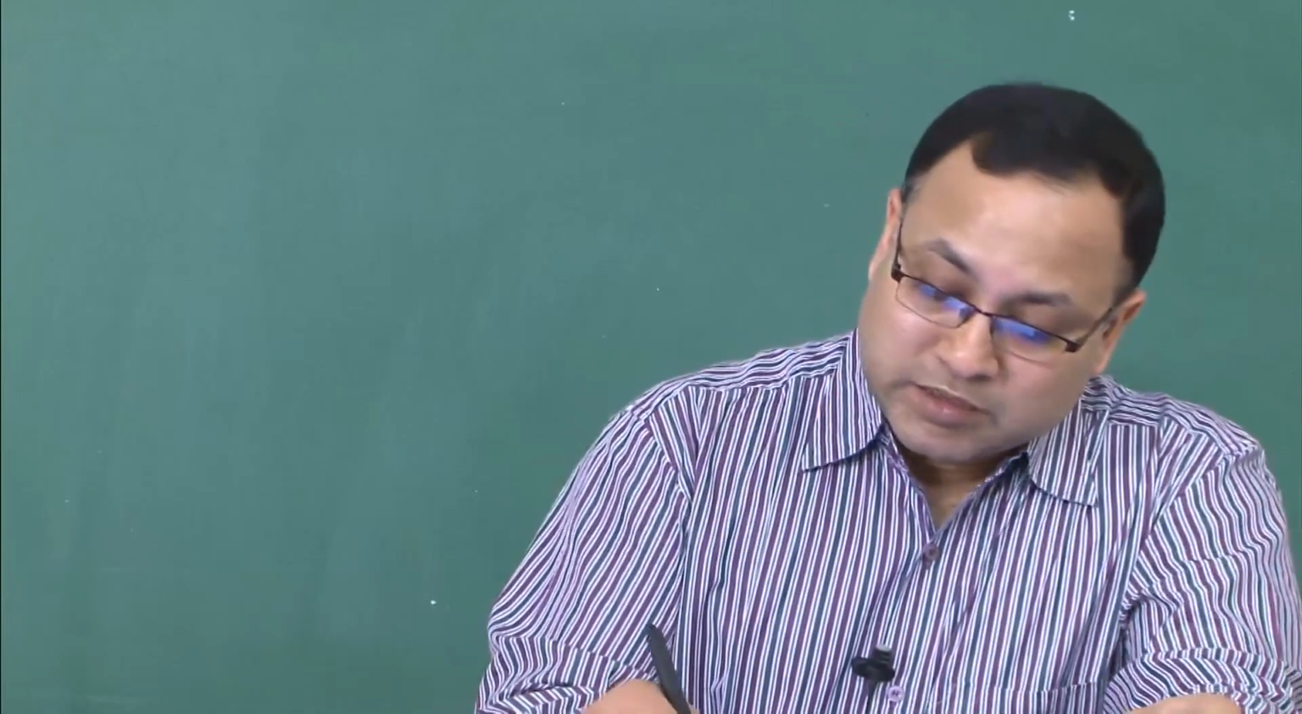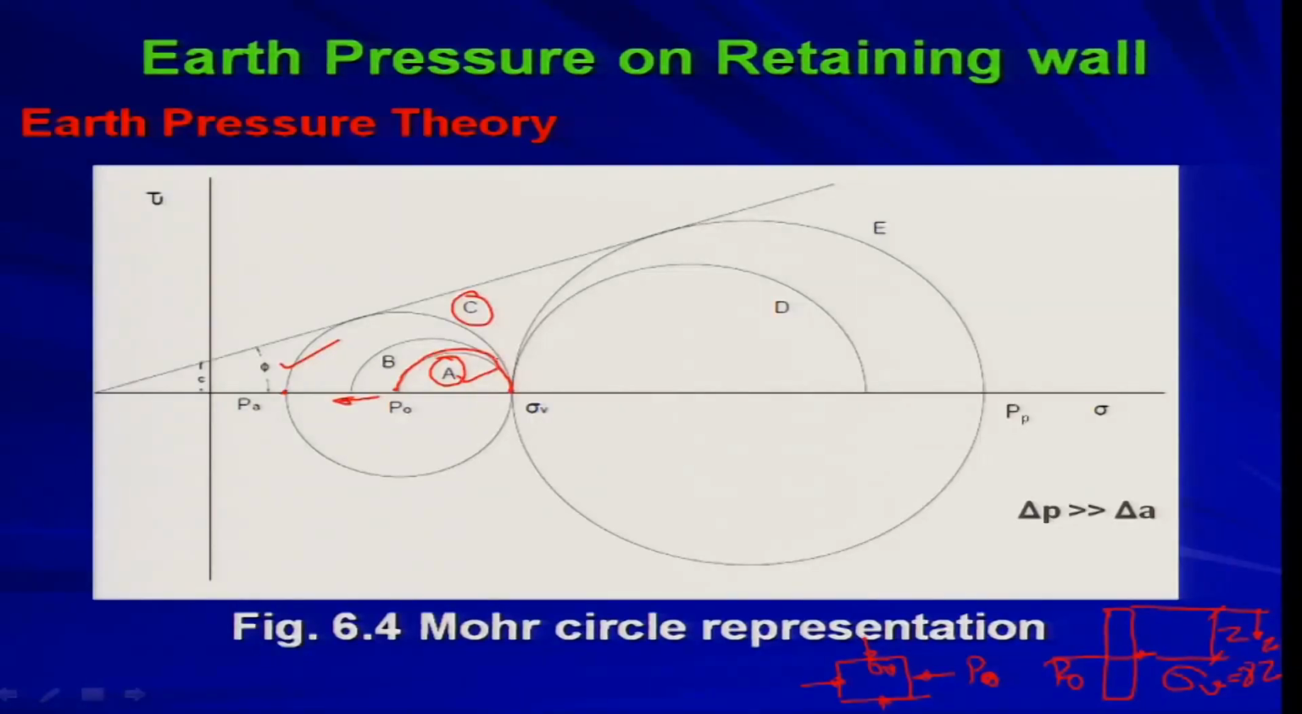So, this is your starting Mohr circle A, that is earth pressure at rest condition. Gradually the wall is moving away from the backfill. So, sigma v is remaining the same, because you are considering a particular depth z, so there is no question of changing sigma v. The only change is happening in the lateral pressure, which is your sigma 3, and this point is gradually moving in this direction, and ultimately it will come to this location where the Mohr circle will be touching the Mohr-Coulomb failure envelope.